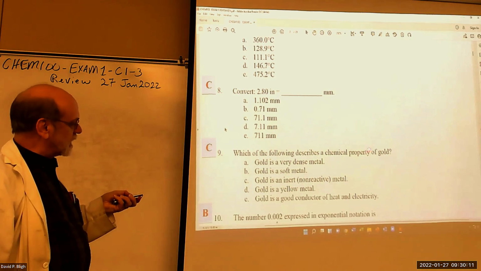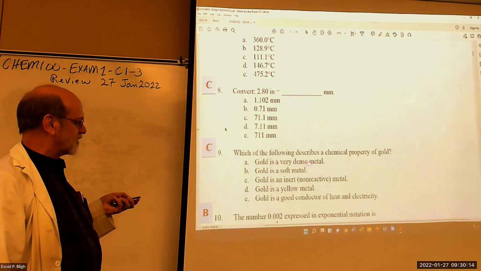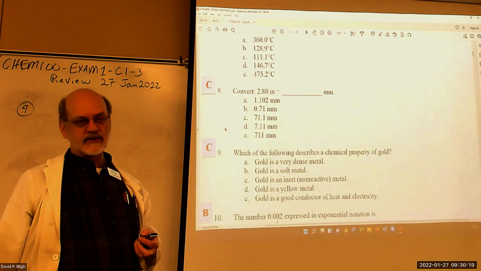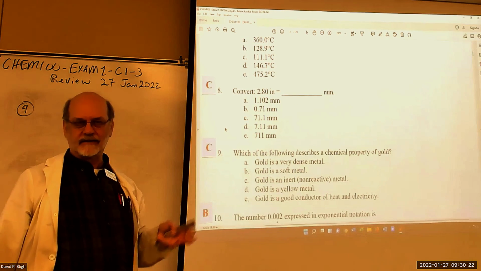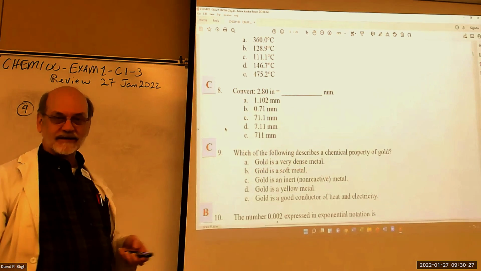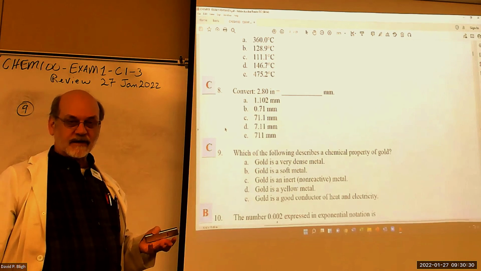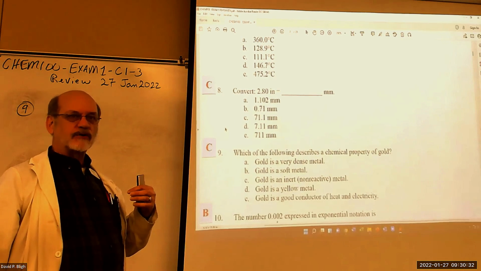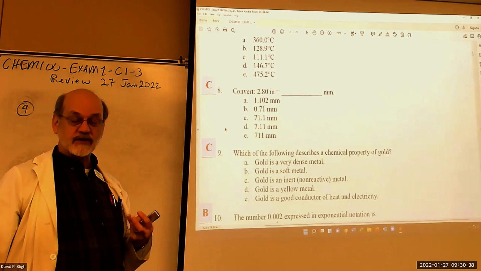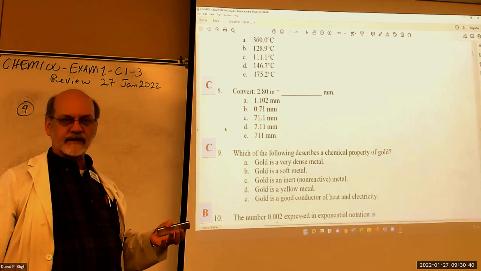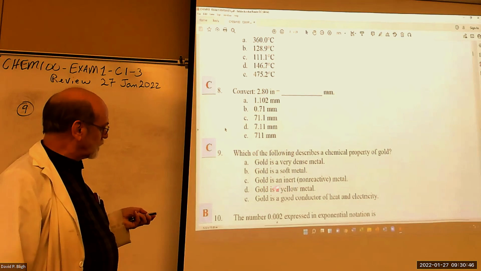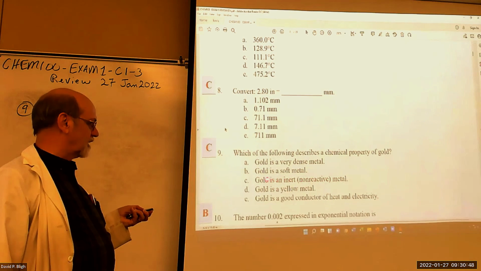Okay, which of the following describes a chemical property of gold? Gold is a very dense metal. Does density have anything to do with the chemistry? No, it's just mass per unit volume. That's a physical property. Gold is a soft metal. That's a physical property. It talks about the potential for malleability. And you're not actually changing the gold. You're not reacting it to make a new substance. It's still gold. Gold is an inert, non-reactive metal.